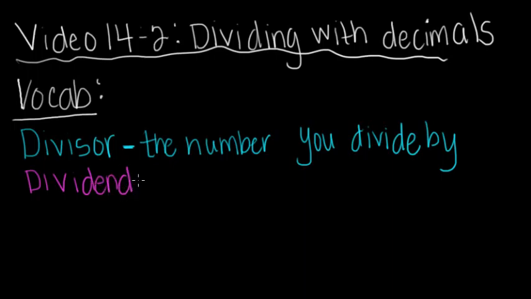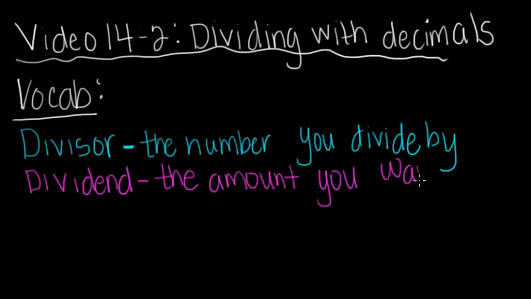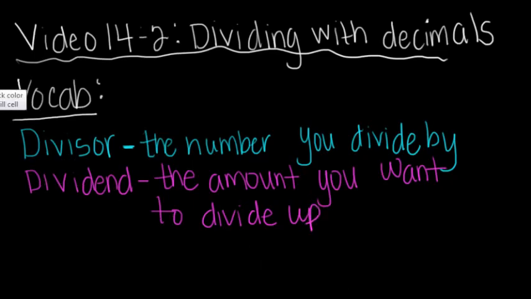Okay. Now the dividend is going to be the amount that you want to divide by, or the amount of groups that you would want to split the amount up into. Okay. Here we go. And then last is quotient.